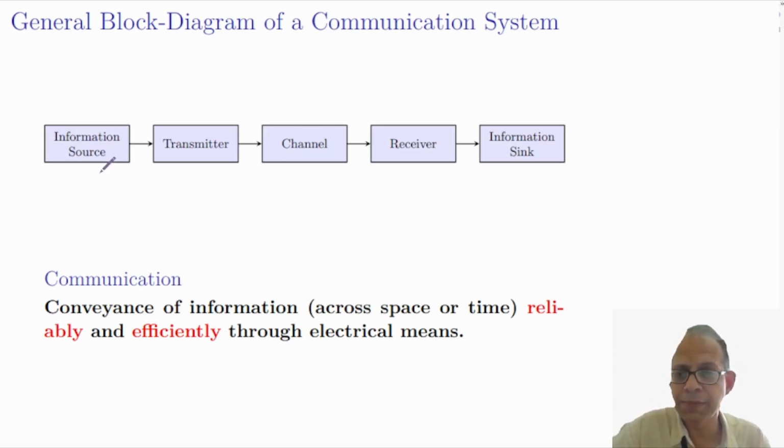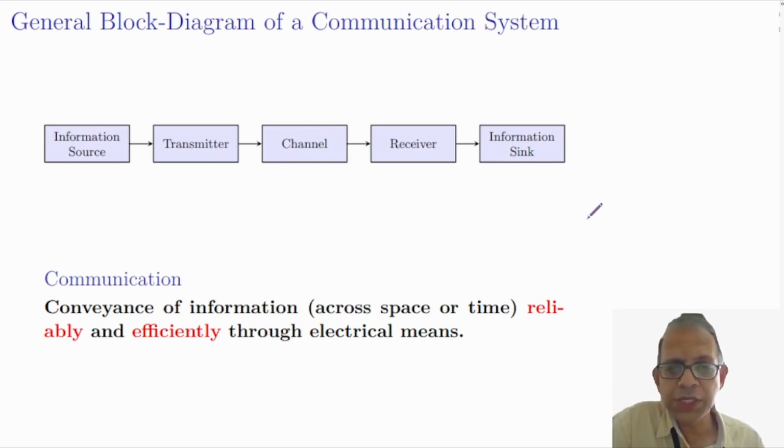A general communication system is represented by 5 blocks: the source of the information, the transmitter, the channel, which represents the physical medium through which the signal is transmitted, and it encompasses much more than just being a physical channel, as we'll see today in this lecture. The channel is followed by a receiver, and finally the user of the information, also called the information sink.